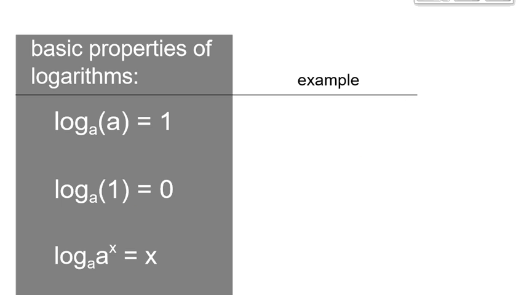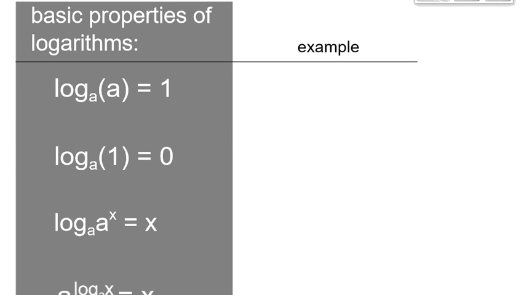Now we're going to run through some of the properties of logarithms, and we're just going to do this briefly, and then in class we're going to do a lot of examples. So basic properties of logarithms. Log base a of a equals 1. For example, log base 5 of 5.